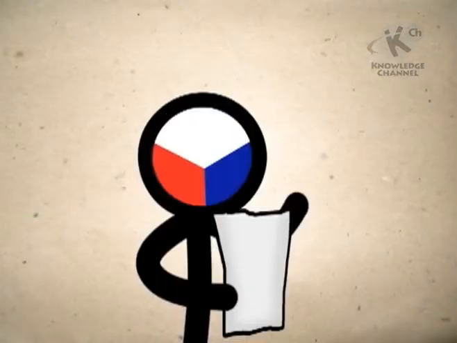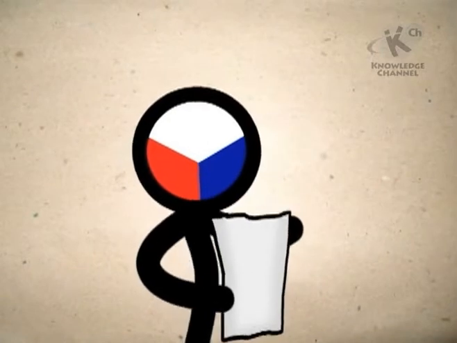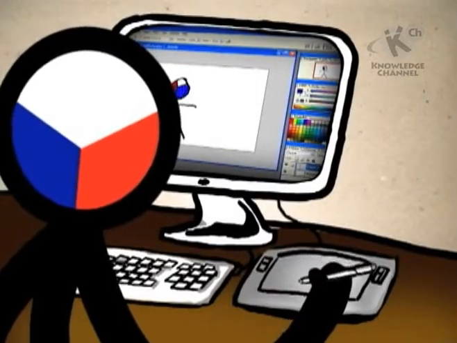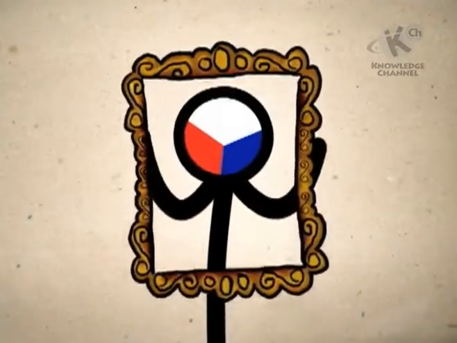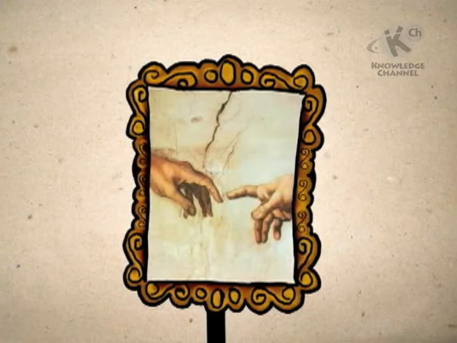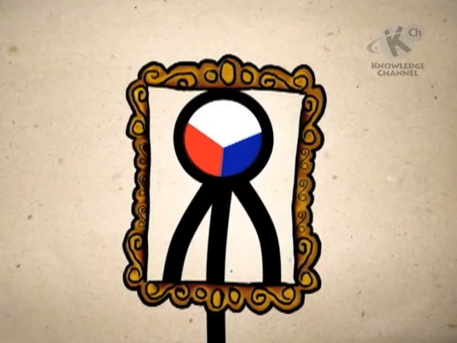Get back to the script and analyze the character's personality. Draw on paper or on the computer. Just let the ideas flow. Your characters have an identity, a personality. Use these to decide how they will look.